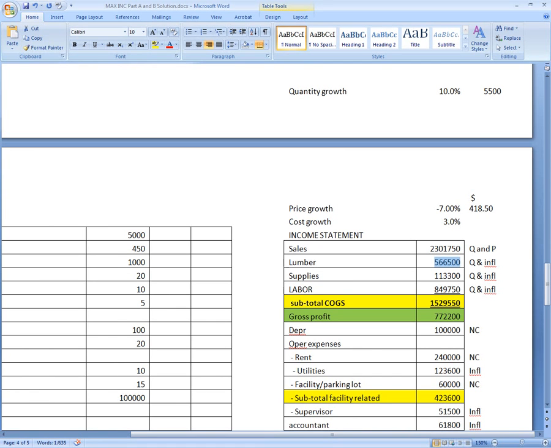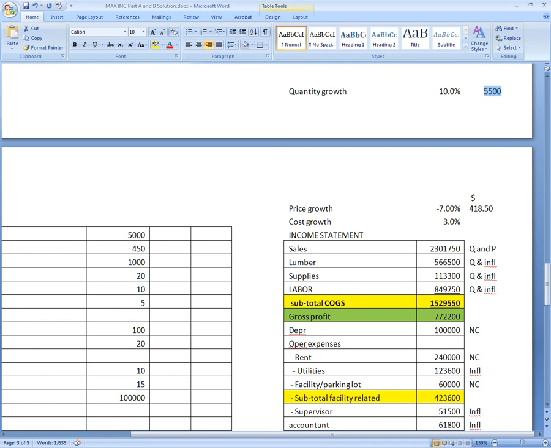100 times inflation, so times 1 plus 0.03, so that would be the cell right here. You're going to multiply it by that. And from there, you are going to also account for new quantity. Remember, if you're going to make more tables, you will need more cost. You're going to use the new quantity, which is the cell over there. So if you do that calculation, we'll get that number.